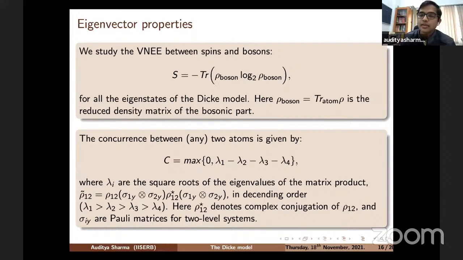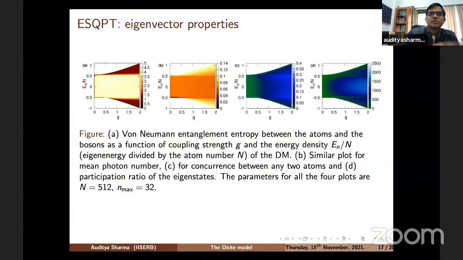there are some studies in the literature which show eigenvalue properties, but we also study eigenvector properties and show that in fact this feature is borne out there as well. So we study von Neumann entanglement entropy between spins and bosons, and also concurrence, right? So concurrence between spins, I have briefly indicated this, but this is somewhat a complicated object to explain, but roughly we can think of it as entanglement between any two atoms, right? So this is the data.